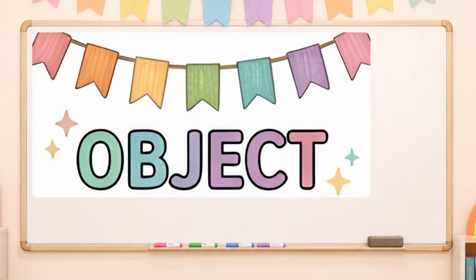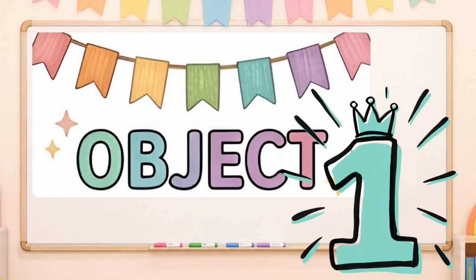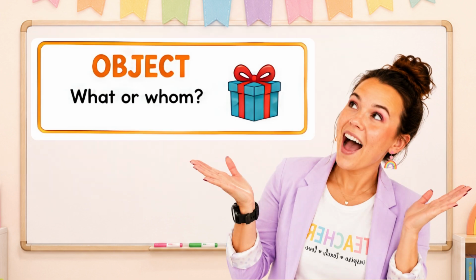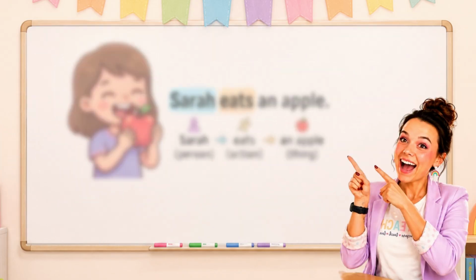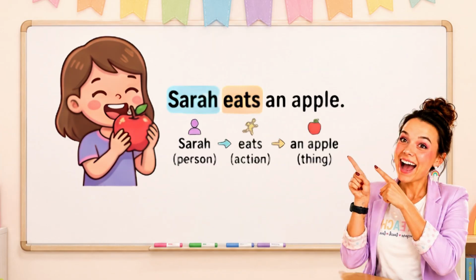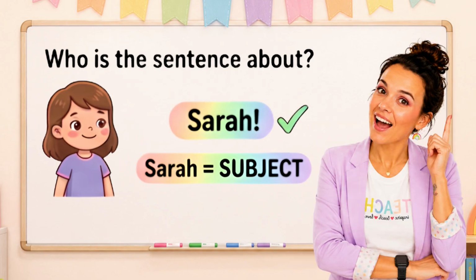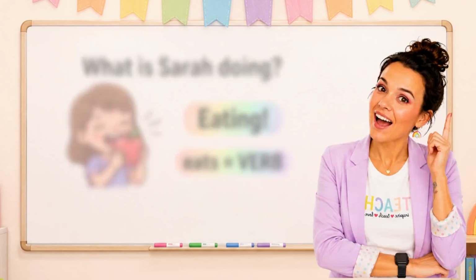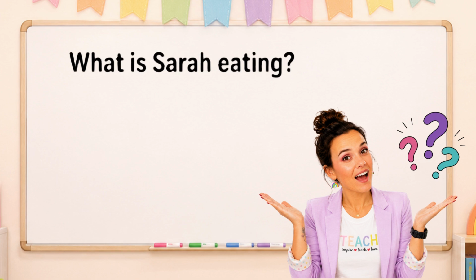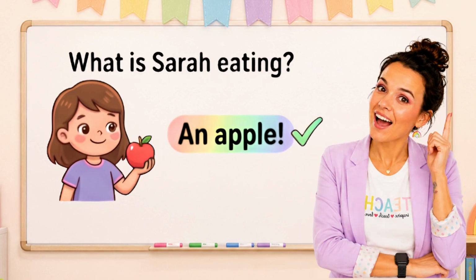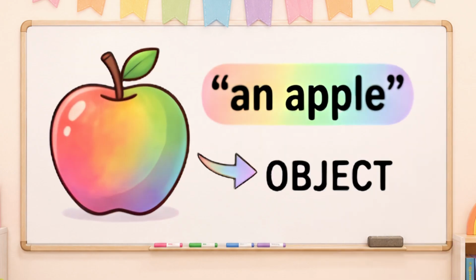Excellent. The object. Now we have one more important part. The object. The object is often the person or thing that receives the action. Let's look at this sentence. Sarah eats an apple. Who is the sentence about? Sarah. Sarah is the subject. What is Sarah doing? Eating. So eating is the verb. But what is Sarah eating? An apple. So an apple is the object.